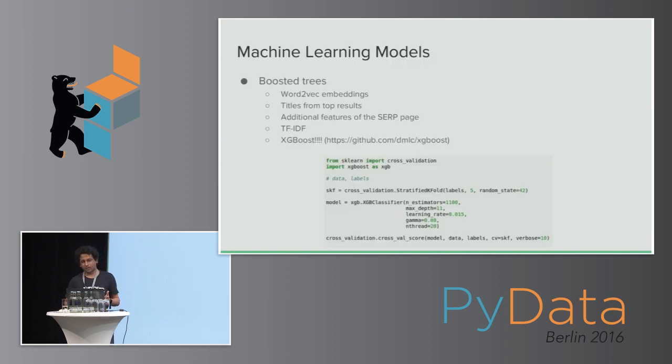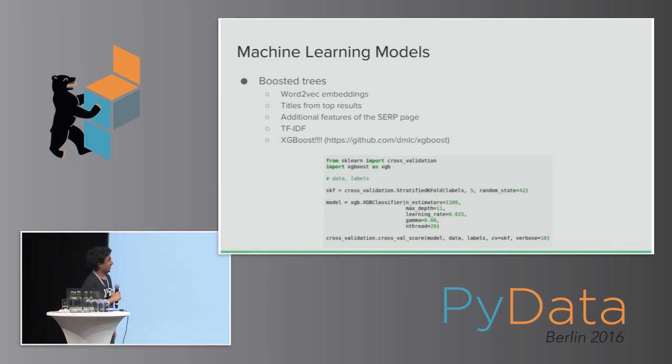We use 2 different kinds of models to separate queries into navigational, transactional, informational, and after that, the awareness phase, the different buying cycles, the 4 different buying cycles. So for boosted trees, I used word2vec embeddings, titles from the top results that I got, additional features from the SERP pages, and TF-IDF. Every search result was considered as a document, and TF-IDF was performed on it.